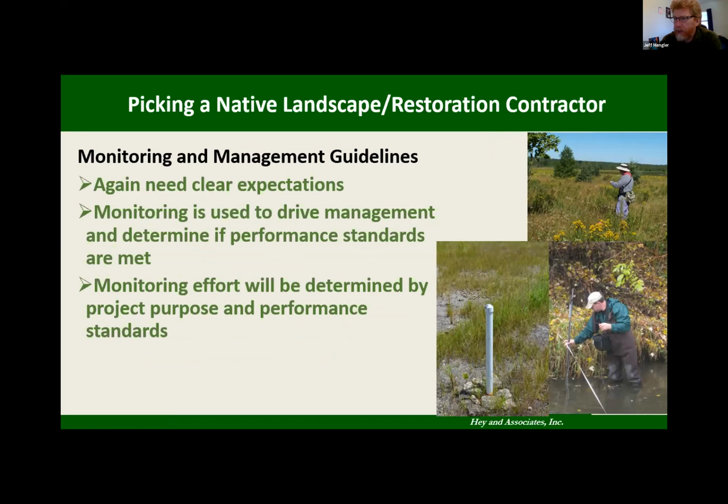The monitoring and management itself is important to spell out, with clear expectations. Ideally, the monitoring is used to drive the management and determine if your performance standards are being met. And even if it's not for regulatory purposes or true ecological restoration, it still can be useful to say what you expect in terms of setting out performance standards, a certain number of species in the total planting, how much coverage needs to be, and if you have height restrictions that Bill had talked about. These are all places to sort of incorporate that, and then you use the monitoring.